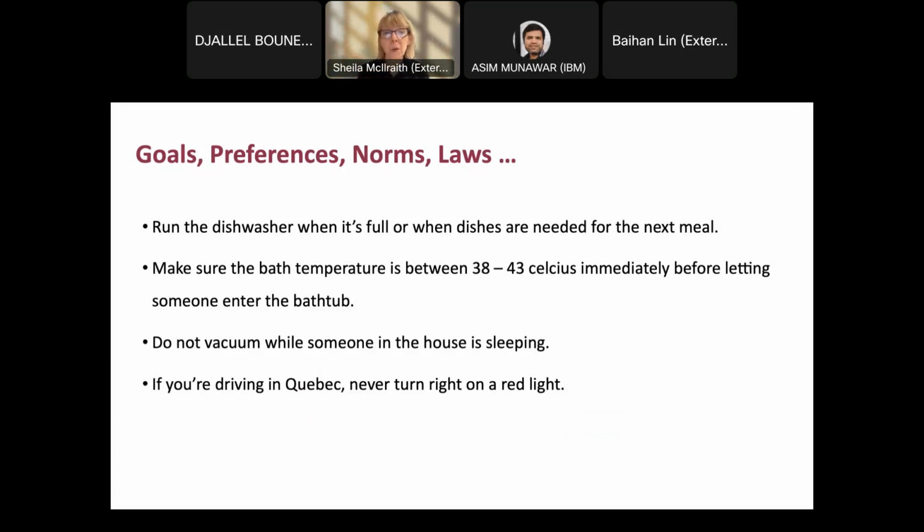So for example, run the dishwasher when it's full or when dishes are needed for the next meal. Make sure the bath temperature is between 38 and 43 Celsius immediately before letting someone enter the bathtub. Do not vacuum while someone in the house is sleeping. Or in Canada, in Quebec only, if you're driving in Quebec, never turn right on a red light. That's very important, because if you do, you'll get a big fat ticket.